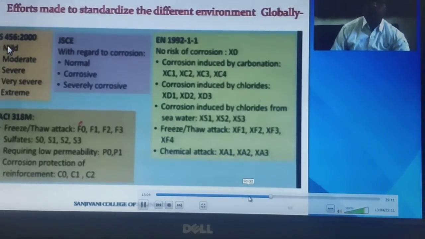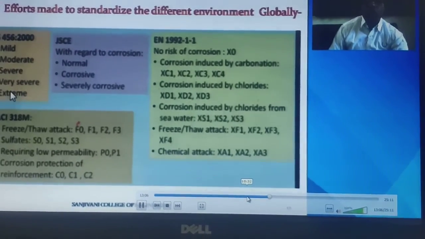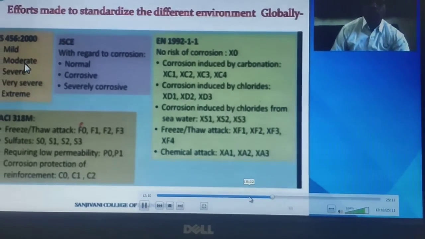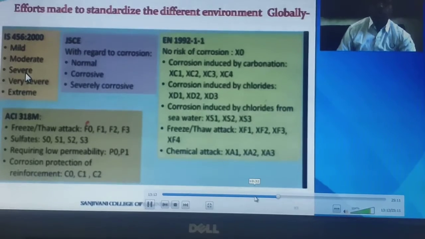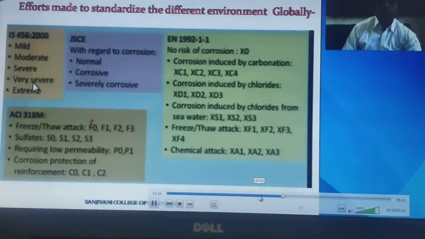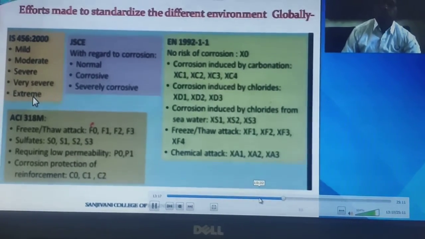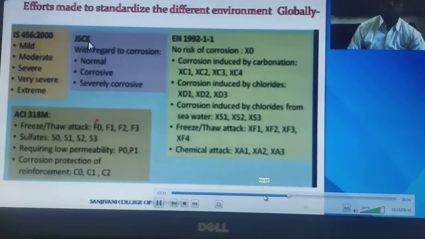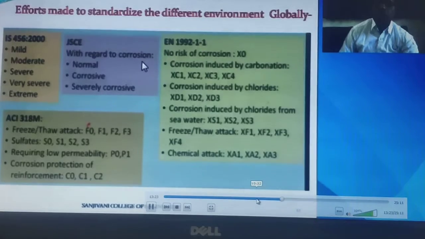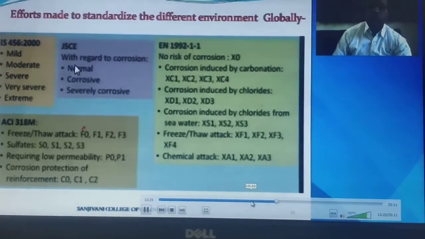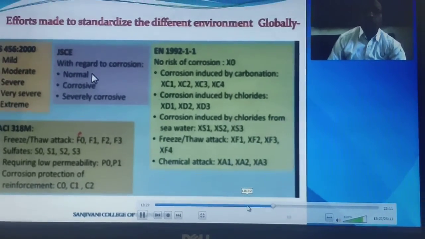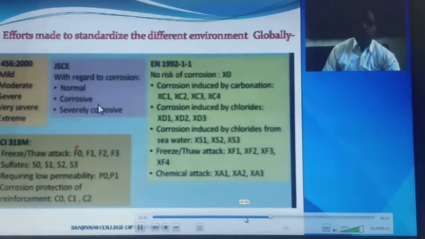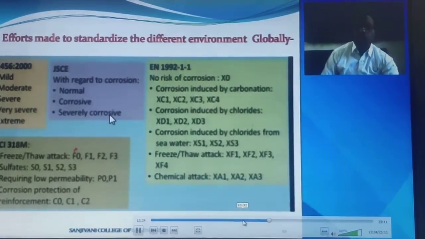So they have categorized the environment into 5 different categories. One is mild, second is moderate, third is severe, fourth is very severe, and fifth is extreme. While the Japanese Society of Civil Engineers, depending upon the environmental condition of their country, have categorized the environment into 3 categories, that is normal, corrosive and severely corrosive.